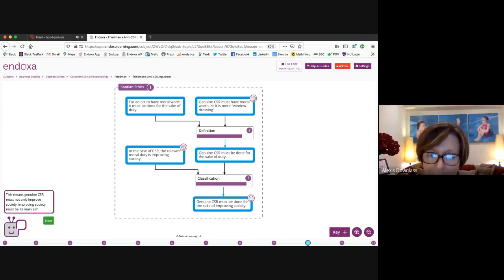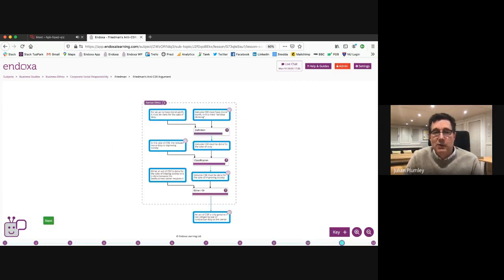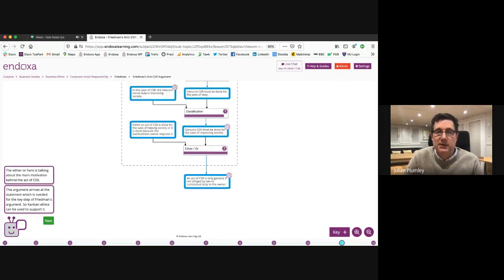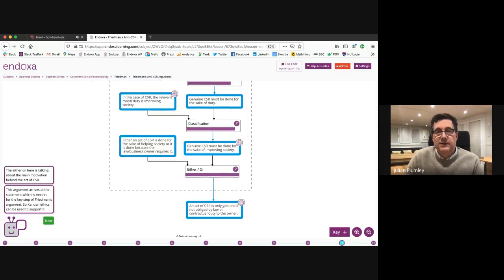Yeah. Okay, and then we put one more step on this argument, and we arrive where we want to. So I'll just put it up here so it's big enough. So genuine CSR must be done for the sake of improving society. And then I'm using an either-or argument.